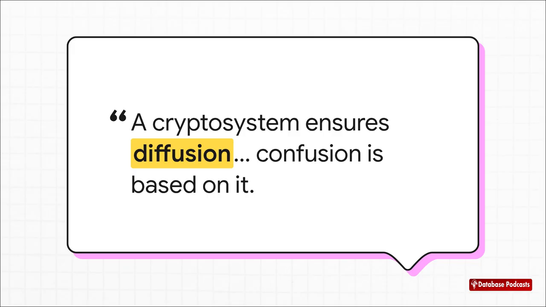Diffusion, on the other hand, is like adding a single drop of red food coloring and watching it spread until the entire smoothie has changed color. A tiny change in one part of the input causes a huge, cascading change across the entire output. This avalanche effect is what makes it so hard for attackers to find any patterns.